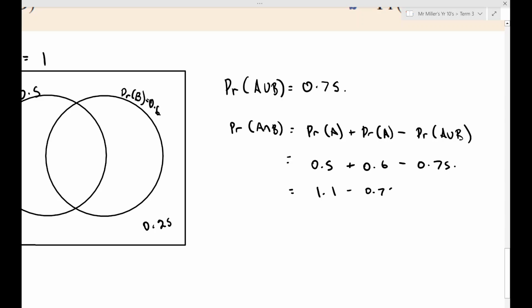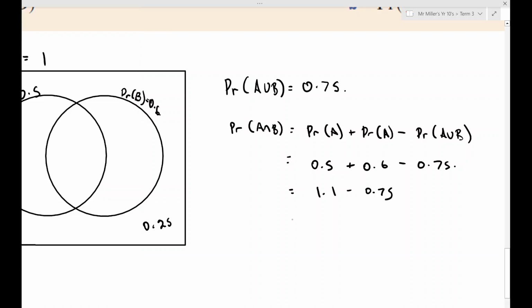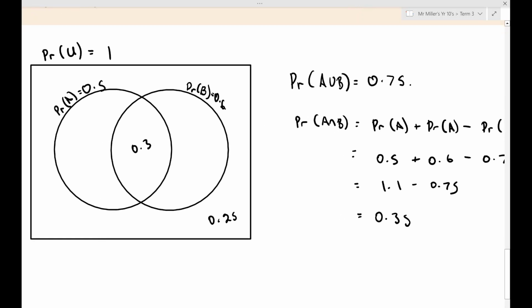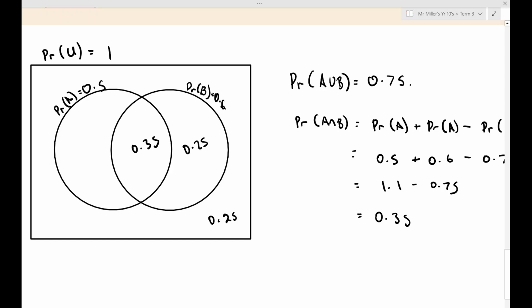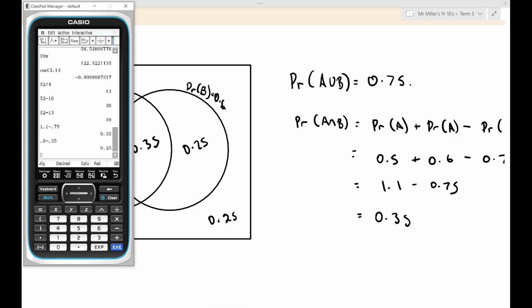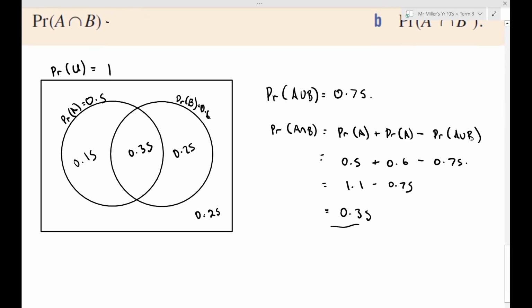1.1 take 0.75. Forgive me, I have to use a calculator. About 0.35. So the intersect is about 0.35. And now we can actually just finish off the rest of this. 0.6 take 0.35 is 0.25, obviously. And then 0.5 take 0.35, I'm going to guess 0.15, but honestly I have to check that on the calculator too. Alright, so just from that, we can finish off the rest of this Venn diagram.